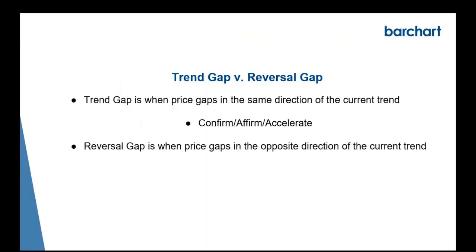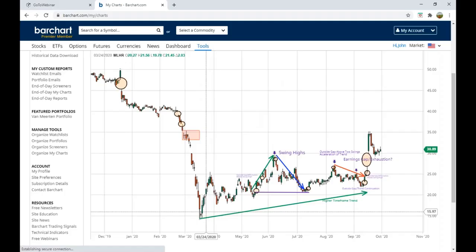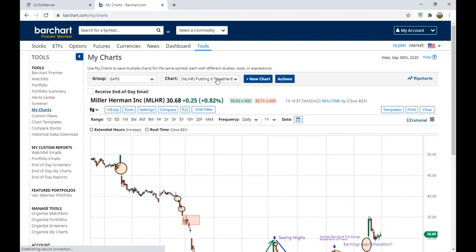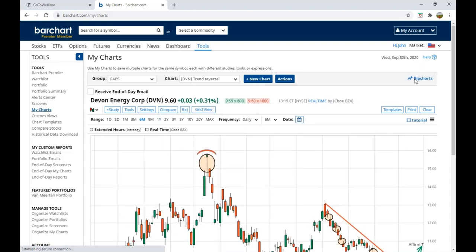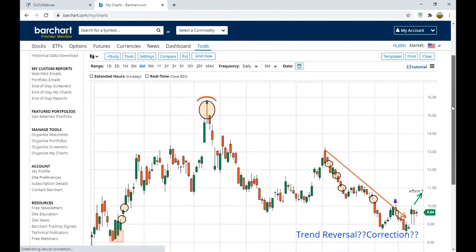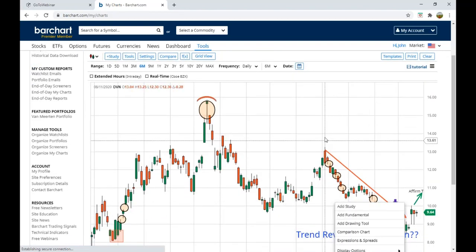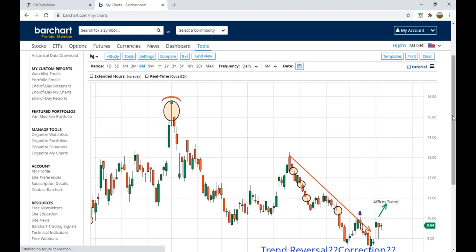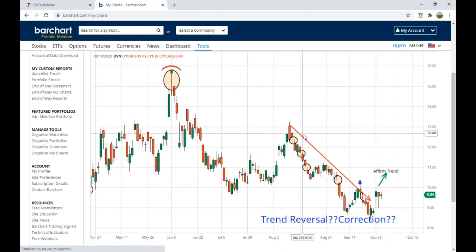Okay, a reversal gap is when price gaps in the opposite direction of our market's trend. And so there's our Devon Energy, another widely held stock. And here we can see that we are in a downtrend, right? And if we think about a downtrend, that would be more sellers than buyers. That's what's driving price down.